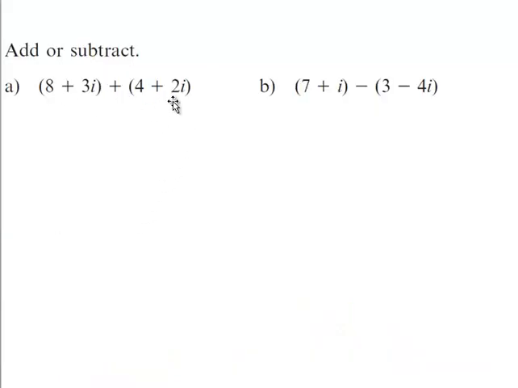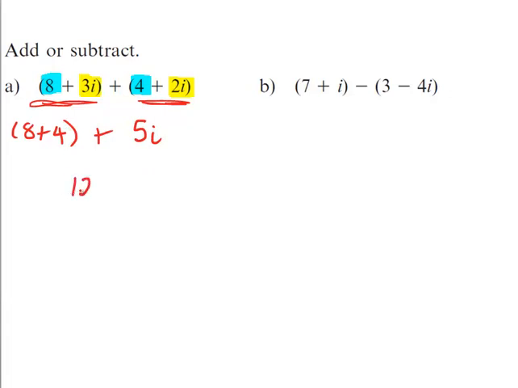So here I'm going to add and subtract, and remember this is one imaginary number and this is another imaginary number. And once I've established that, I can look for common parts. So there's the reals, 8 plus 4, plus the imaginaries, 3i plus 2i. And you handle that just like any other variable. 3 plus 2 is 5, and i stays the same. So the answer after you combine it all is 12 plus 5i.